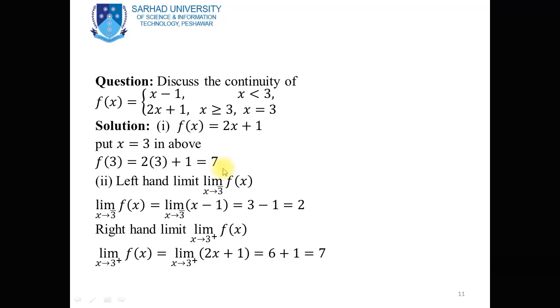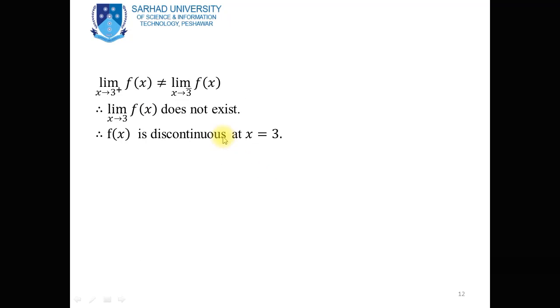You see over here, for continuity these three values should be equal: the function value, the left hand limit and the right hand limit. Here the function value is equal to the right hand value, but the two limits are not equal. Left hand limit and right hand limit are not equal. So this function is discontinuous at x equal to 3. The right hand limit does not equal the left hand limit, so the limit as x tends to 3 of the function does not exist. It means that the function is discontinuous.